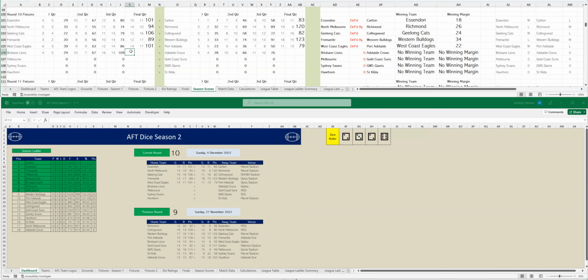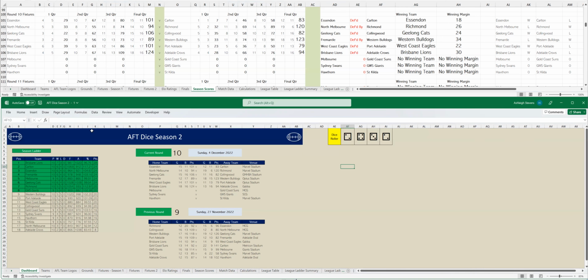Brisbane have kicked 2 goals 3. So that's 18 goals 16. To Adelaide 2 goals 6. So that's 13 goals 16. And in the end, Brisbane have won by 30 points. Brisbane are now on top of the ladder, so now with a game clear. All right, let's go to the next game.